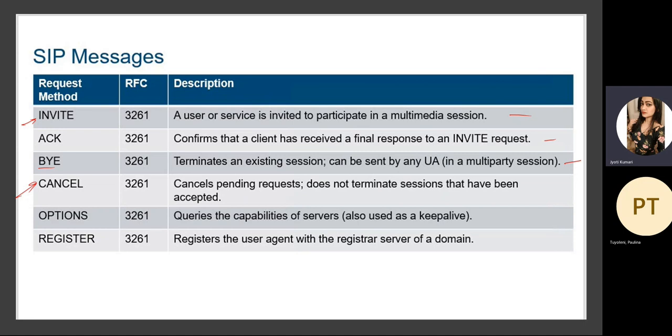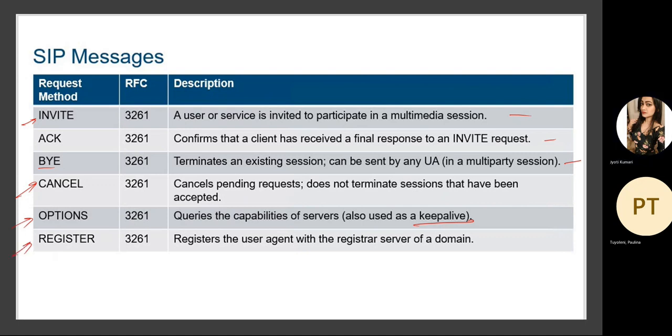Options messages are sent when a query is being sent. The query is about the capabilities of the server, also known as keep alive. So let's say my invite message is sent and I've also got an acknowledgement. Now the next step is that I am querying the capabilities. Let's say I'm matching the codec, whether the same codec is supported by both the phones, or all the parameters that are needed for the session to be established. That is where the options message is sent.